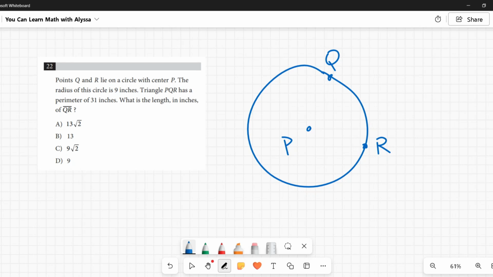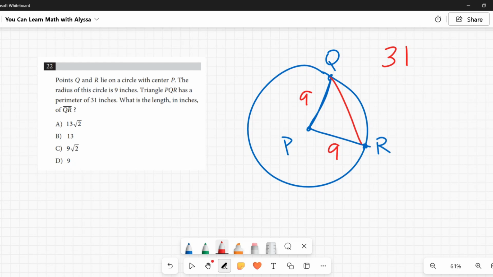Okay, well, any line connecting the center to a point on the edge is a radius. They are radii. It's a radius of a circle, so I have 2 radii here, so I know they are both 9 inches. Okay. Triangle PQR has a perimeter of 31 inches. What is the length in inches of QR?